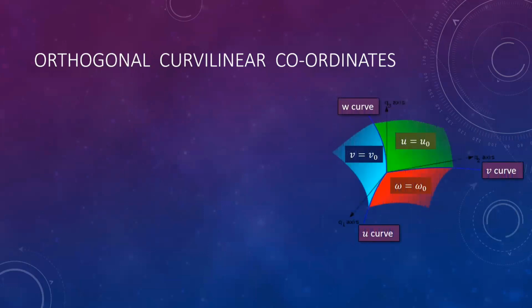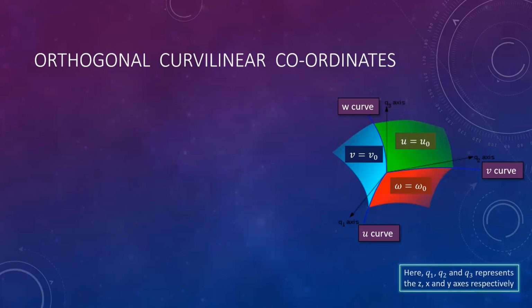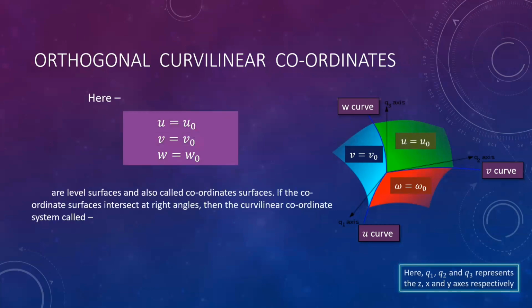The next topic is orthogonal curvilinear coordinates. Here we can see a picture where we can also see two sets of unit vectors. Here u is equal to u naught, v is equal to v naught, w is equal to w naught are level surfaces, also called coordinate surfaces. If the coordinate surfaces intersect at right angles, then the curvilinear coordinate system is called an orthogonal curvilinear coordinate system.